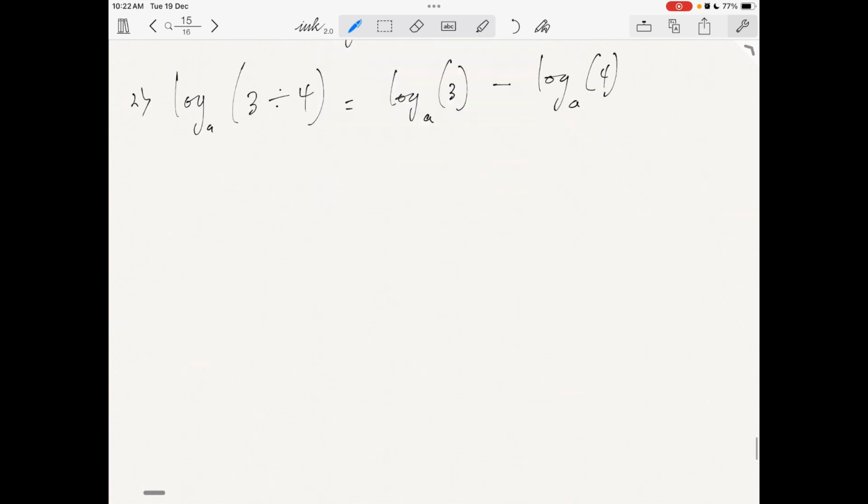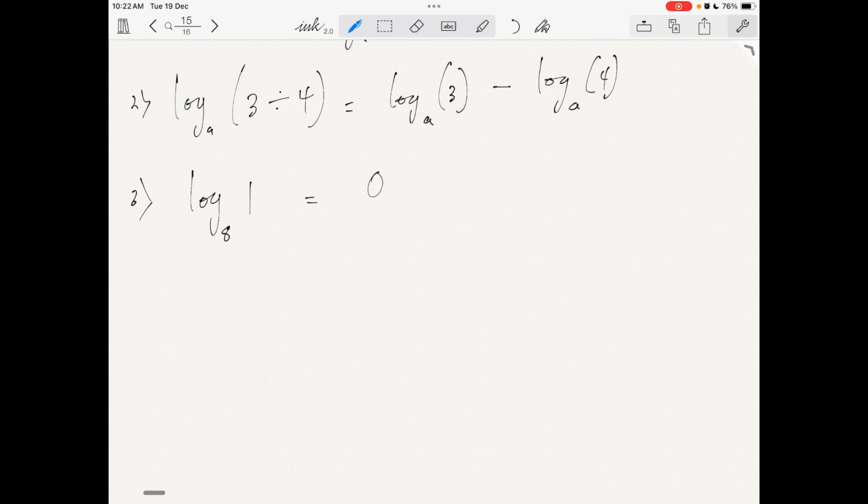Okay, now moving on, let's assume we have logarithm of 1 to base 8. Remember that log of 1 irrespective of the base is 0, so our answer here is 0. And also we have log to base a of 3 raised to power 4. So this 4 goes back to become a coefficient as we've learned. So this will give me 4 log base a of 3.